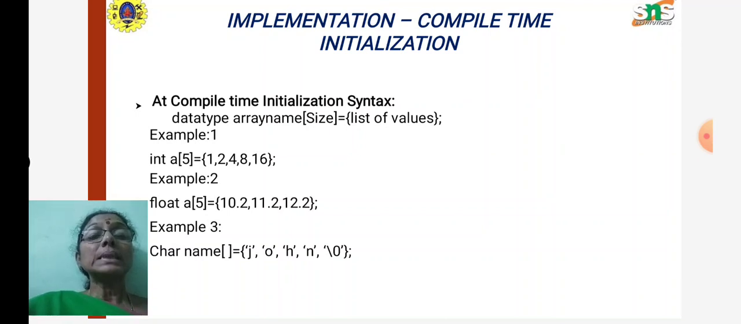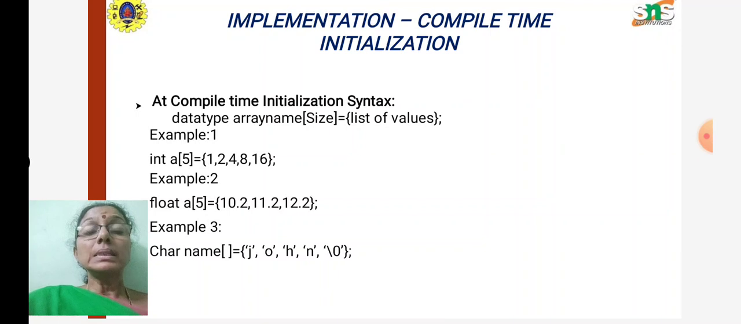One way, for example, int a[5] = {1, 2, 4, 8, 16}, where we assign the values of 5 elements: 1, 2, 4, 8, 16. Or a[0] = 1, a[1] = 2, a[2] = 4, a[3] = 8, and a[4] = 16. That is the two ways of compile time initialization.